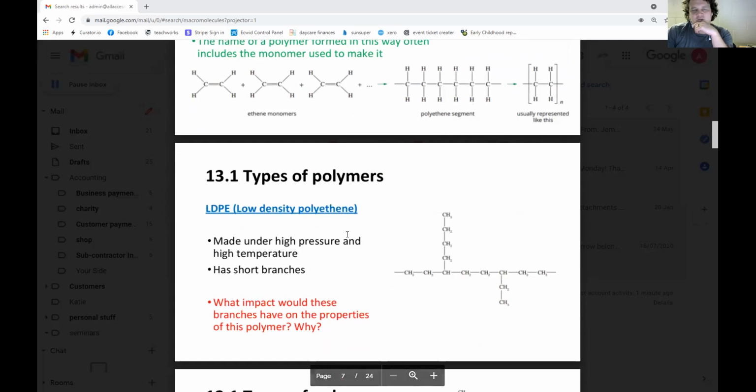So we have low density polyethylene. When we put ethene together, you can make it cheap and nasty, crank up the pressure and temperature, and effectively melt it together. This is fine, but it produces short branches.